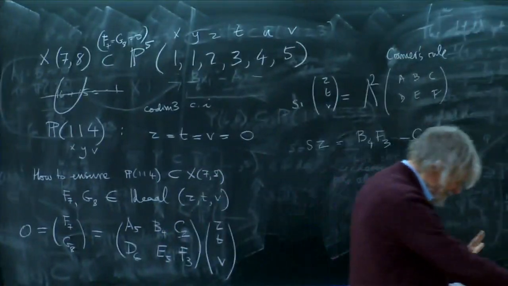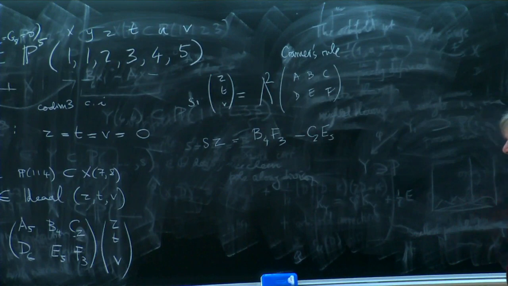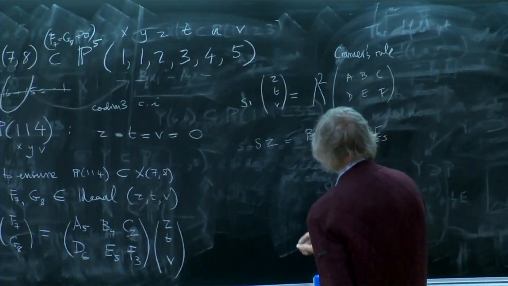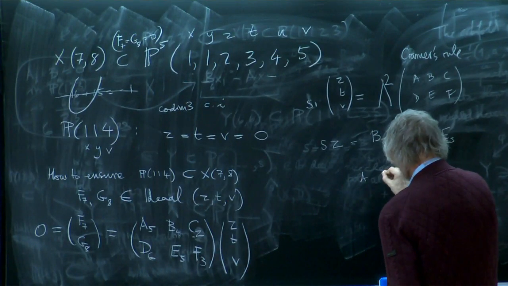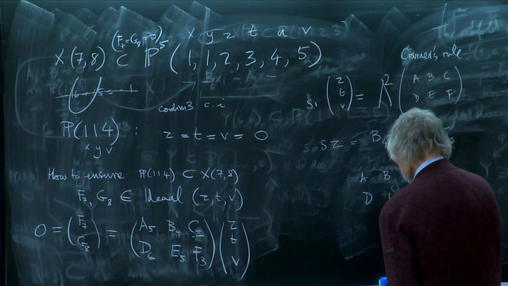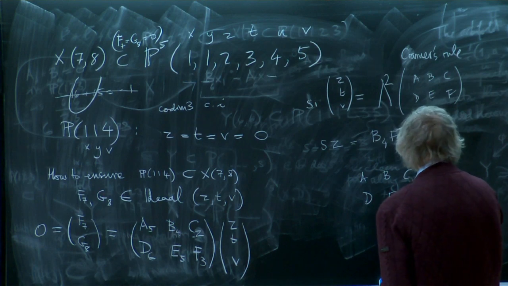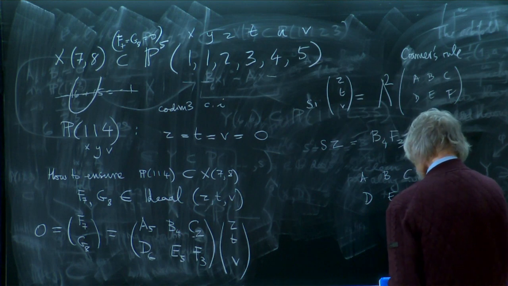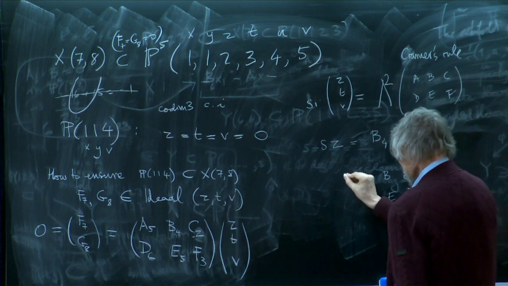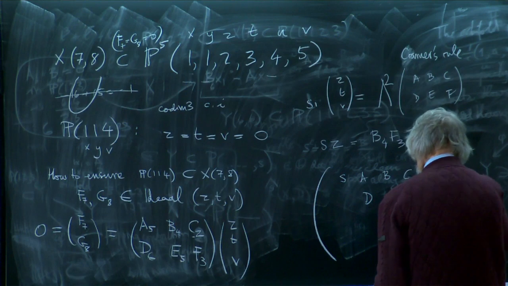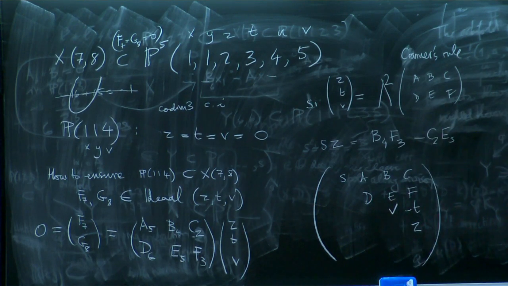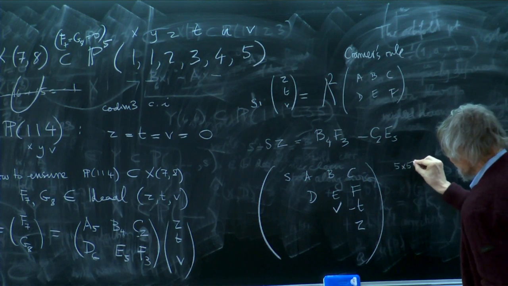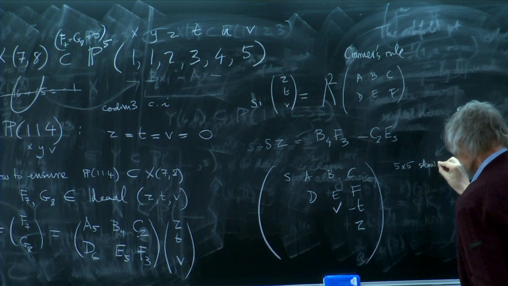but you can also think differential forms, or you can think projective resolutions and calculate the Ext explicitly, right? So I'm going to rewrite these equations. I'm going to write A, B, C, D, E, F, V minus T, Z, and S. Yes? This is a 5 by 5 skew matrix.